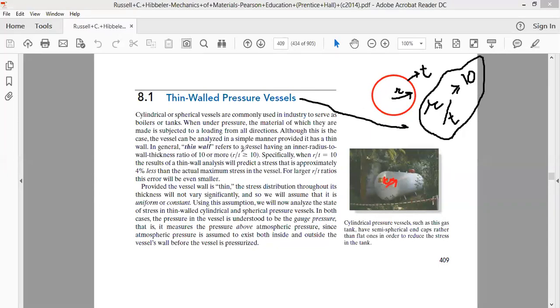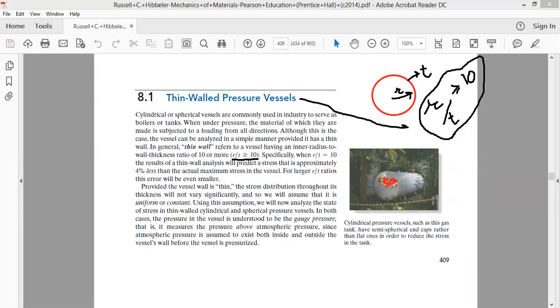A thin wall refers to a vessel having an inner radius to wall thickness ratio of 10 or more. That's when R by t is greater than or equal to 10, we say that the pressure vessel is a thin-walled pressure vessel.